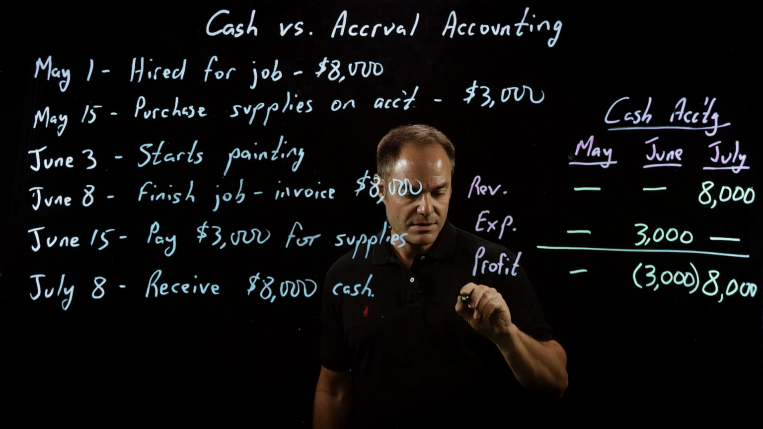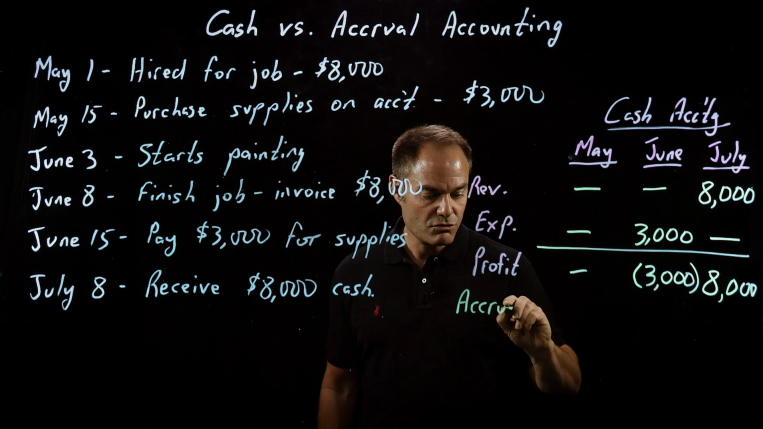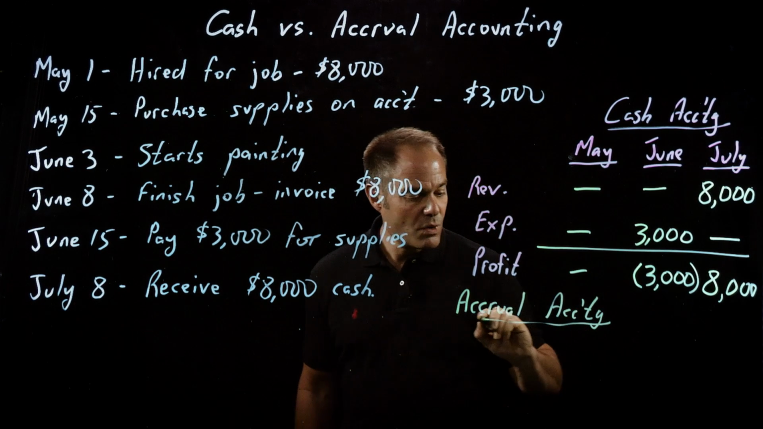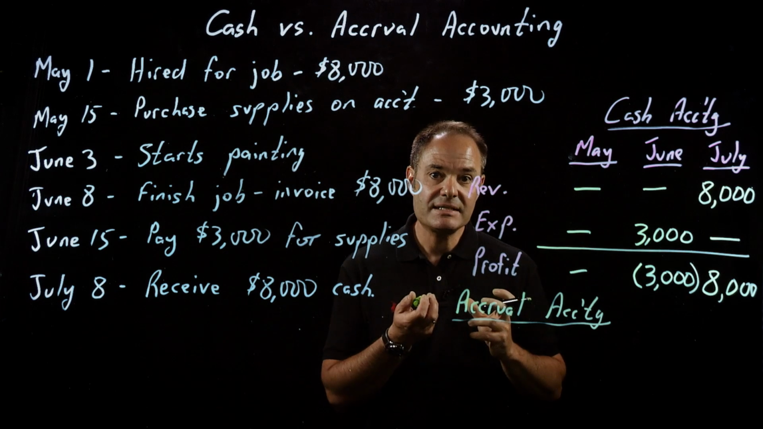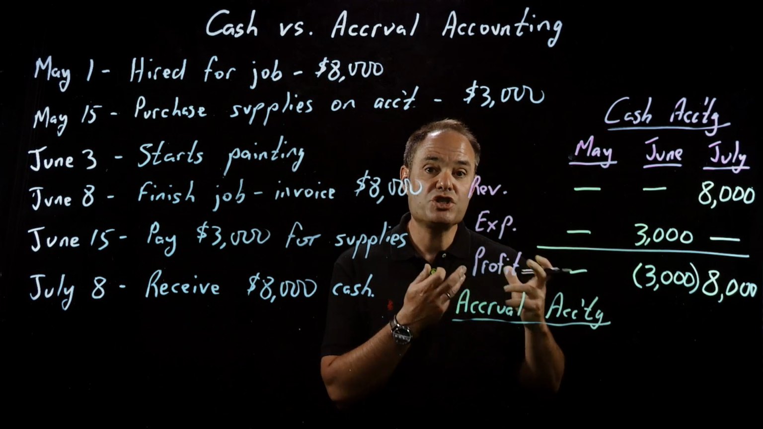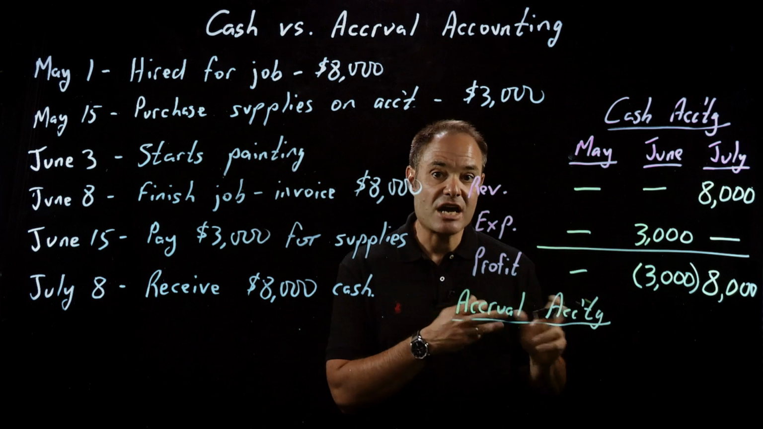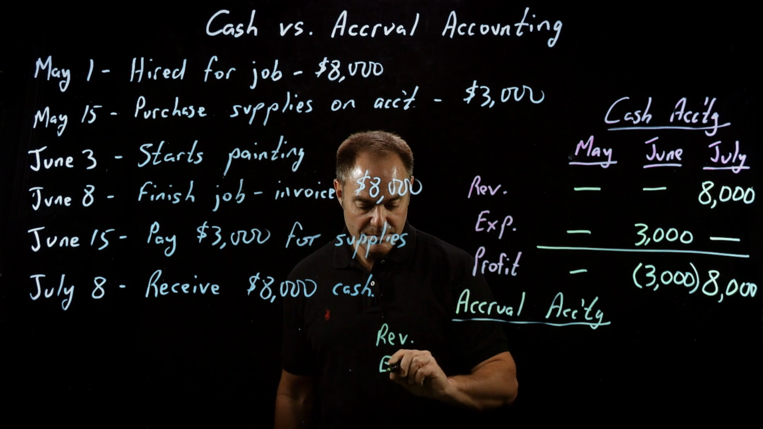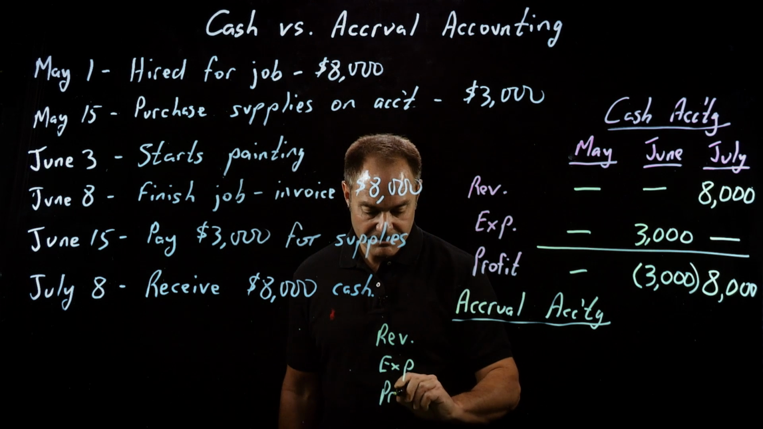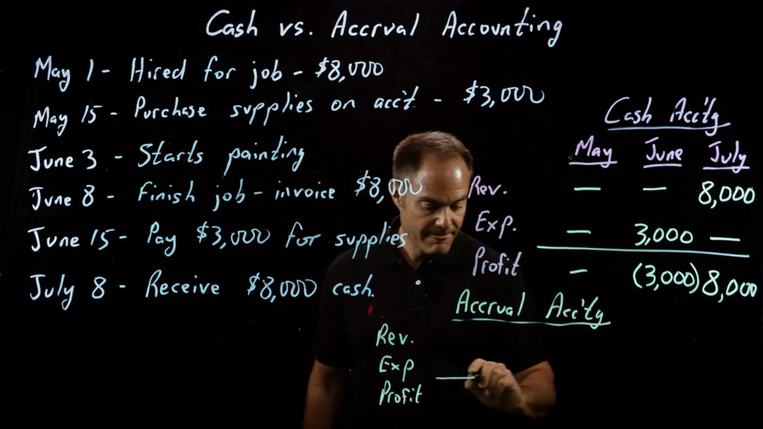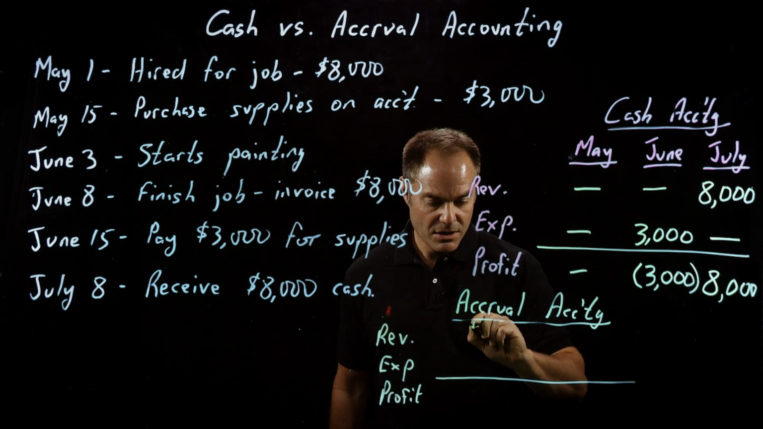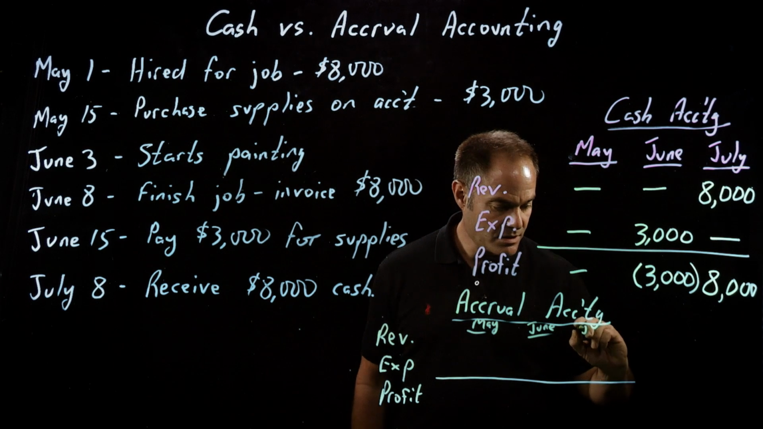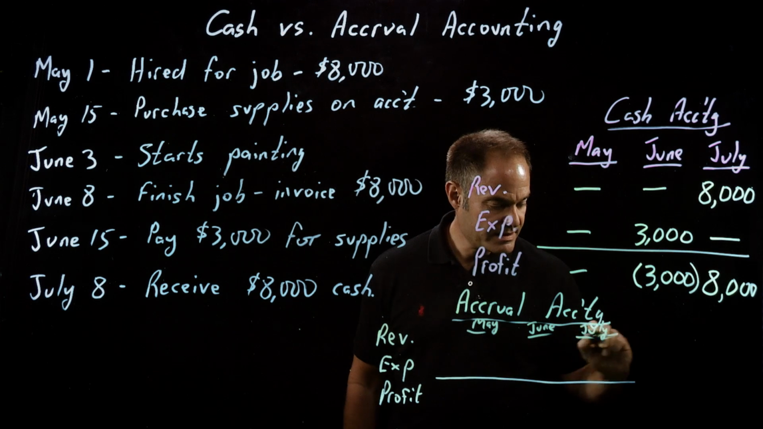And let's put that down here. So we'll just put in accrual accounting. And in accrual accounting, what we try to do is to capture the events in the month or in the time period in which they occurred, regardless of when the cash actually changed hands. So again, I'm going to put in revenue, expenses, and profit. And I'll just put in here very quickly, May, June, July.